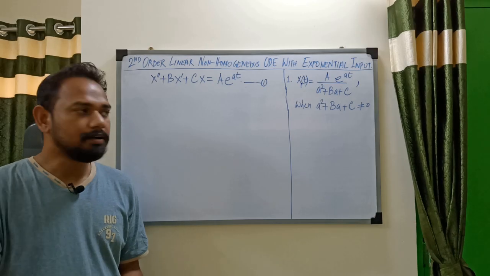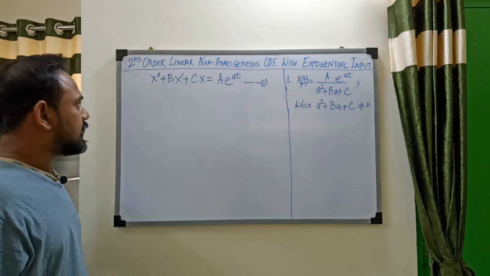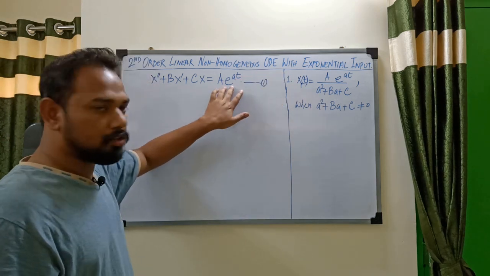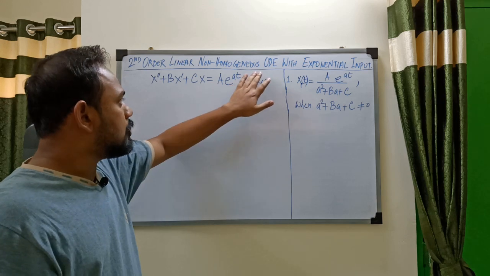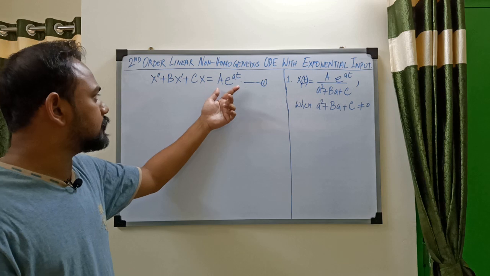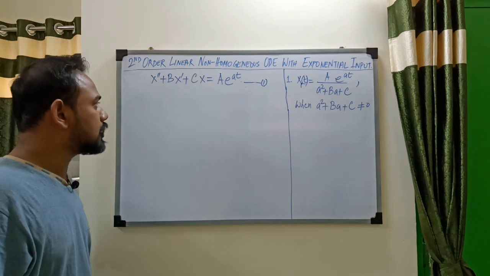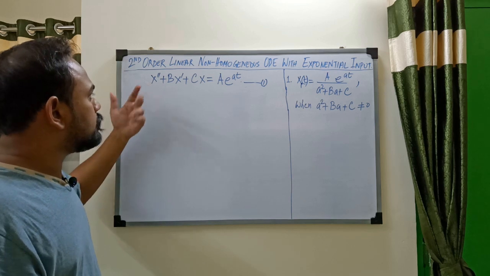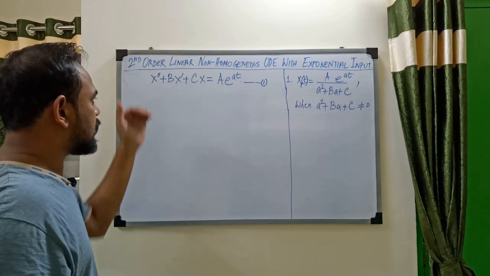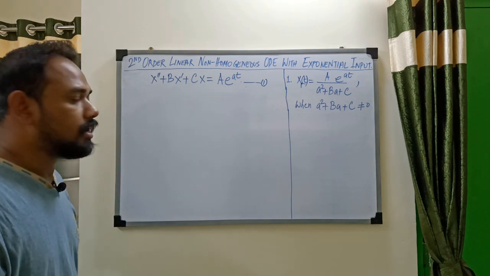Hi, so welcome back. In this lecture, we look at second order linear non-homogeneous ordinary differential equations. In other words, non-zero input on the right hand side, but with a special kind of input, the exponential input. So this is an exponential term with a constant coefficient in front. So we solve the particular solution for this kind of second order linear differential equation with an exponential input.